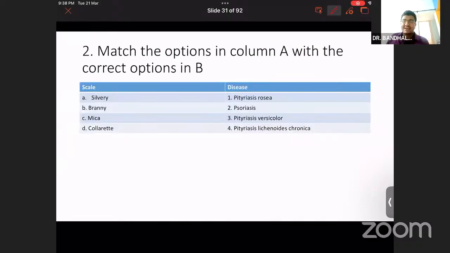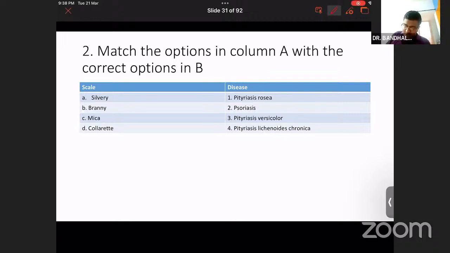The next question they have asked is a match the following. Match the options in column A with the correct options in column B. The first is silvery, branny, micaceous, collarette. The disease side: pityriasis rosea, psoriasis, pityriasis versicolor, pityriasis lichenoides chronica. Sometimes in these kinds of questions, you have to at least try to solve 1 or 2 options, so it will be easy for you to find out the others.